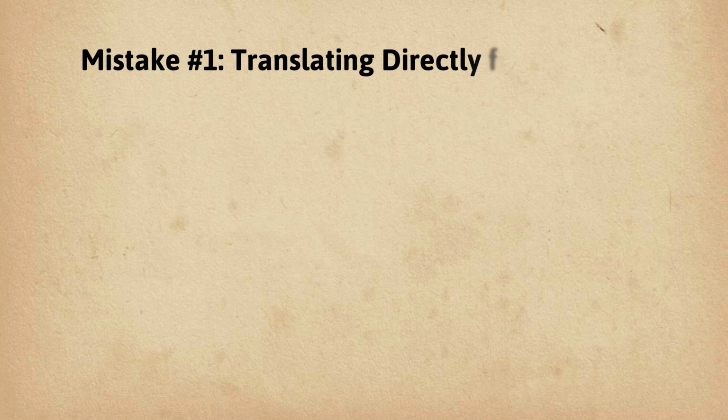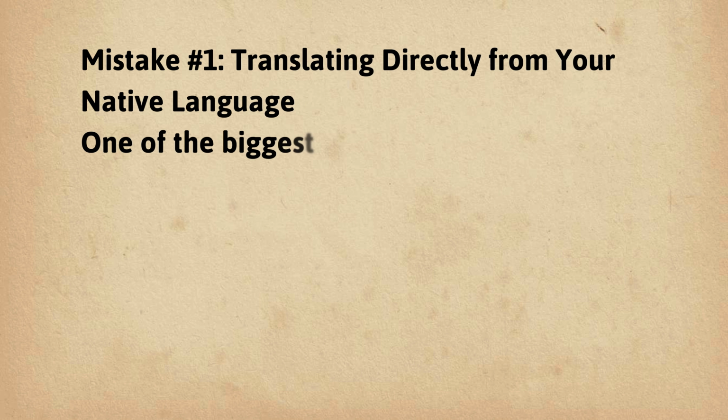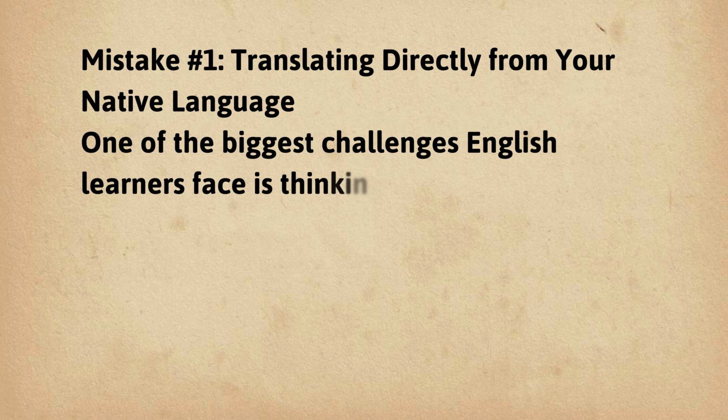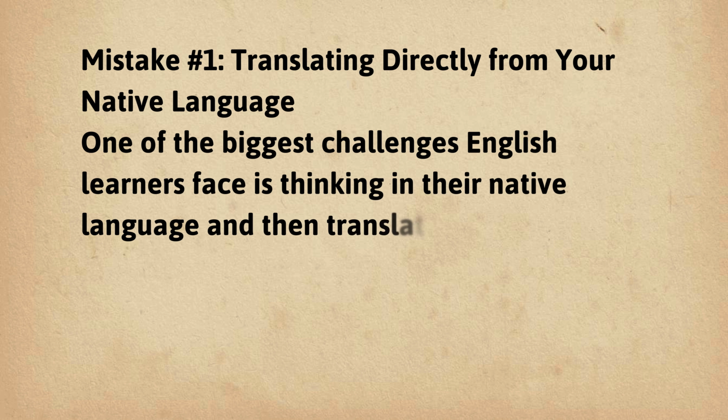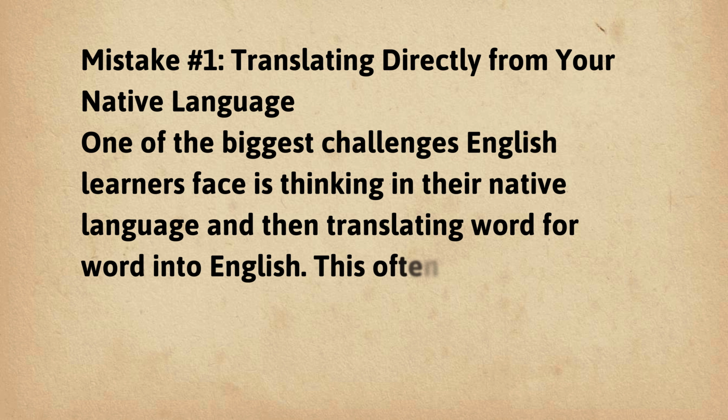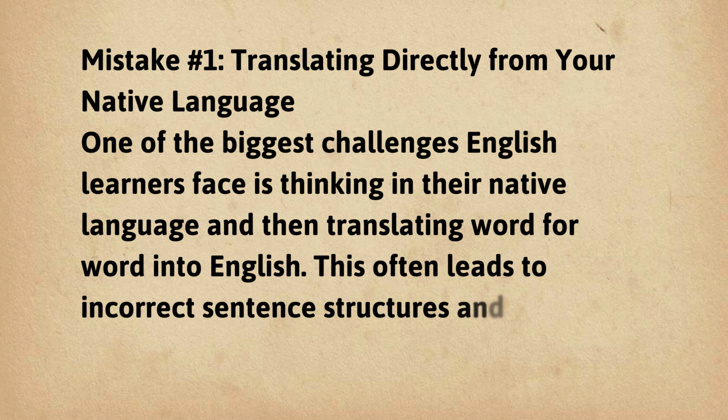Mistake number 1, translating directly from your native language. One of the biggest challenges English learners face is thinking in their native language and then translating word for word into English. This often leads to incorrect sentence structures and awkward expressions.